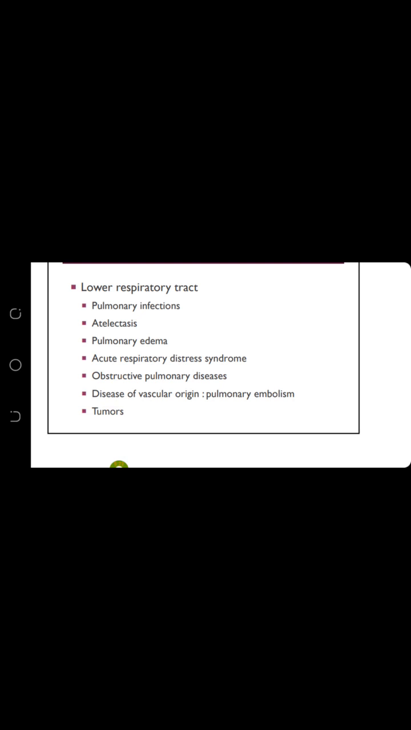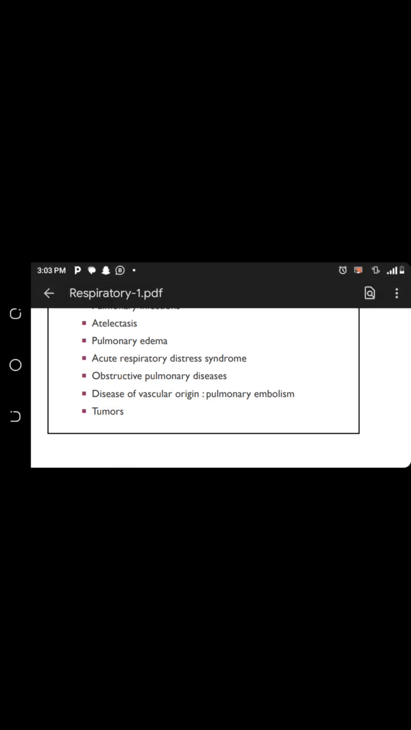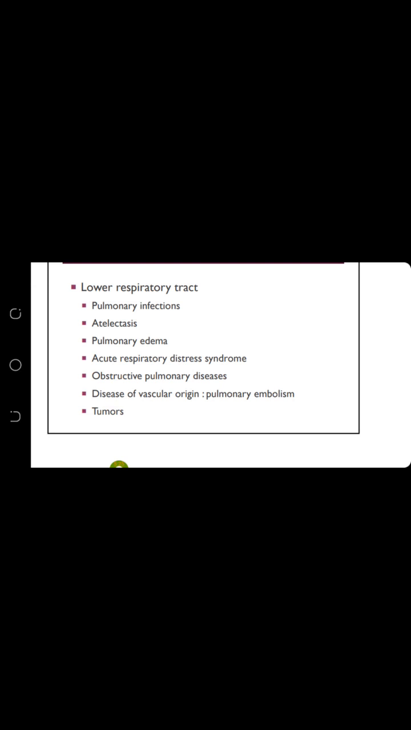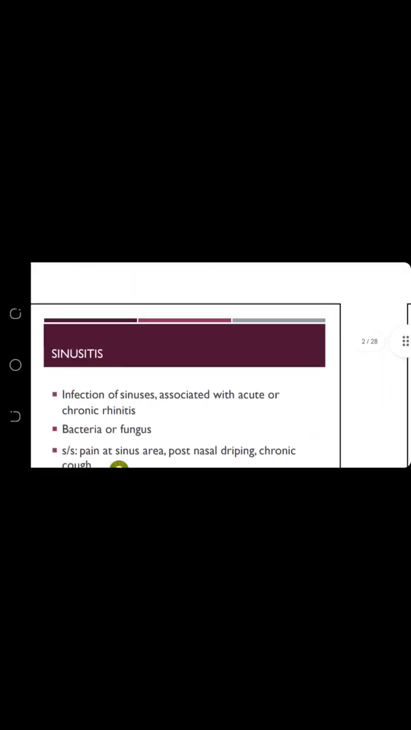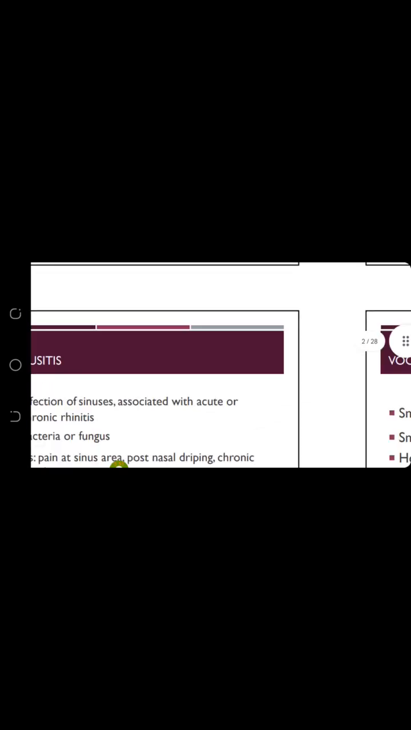Then we also have obstructive pulmonary disease, where there is an obstruction within the pulmonary tract. Then diseases of vascular origin, such as pulmonary embolism or tumor. Pulmonary embolism is when there is something blocking the blood vessels from supplying adequate blood to the lungs so that gaseous exchange can take place. Okay, so let's start with the sinuses.